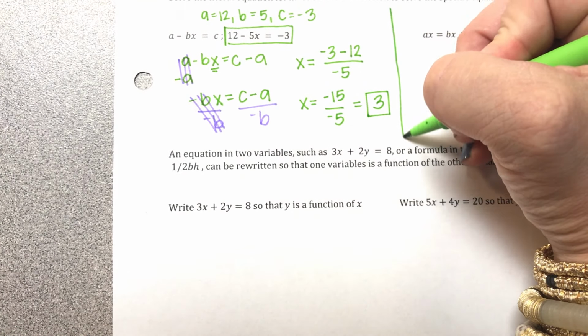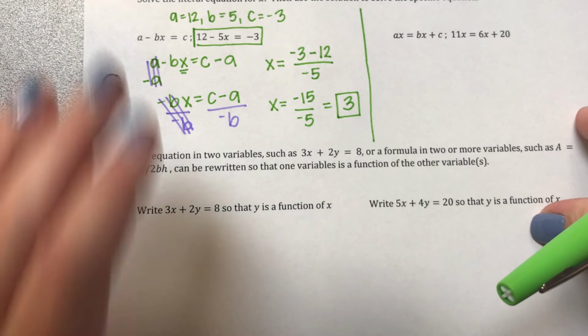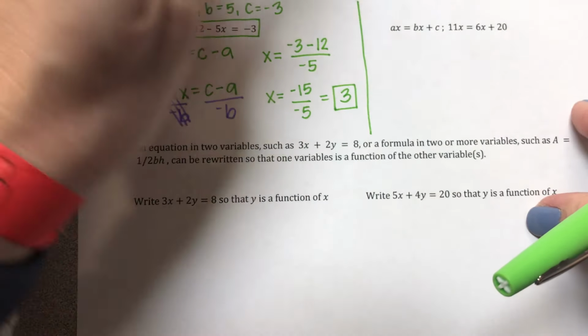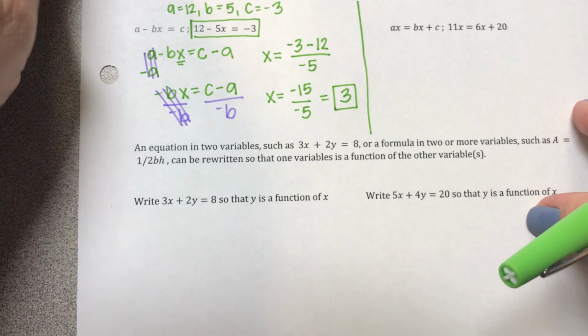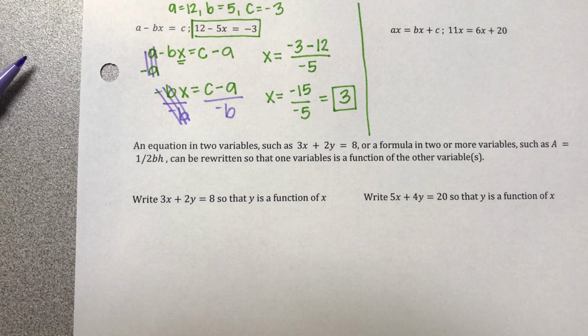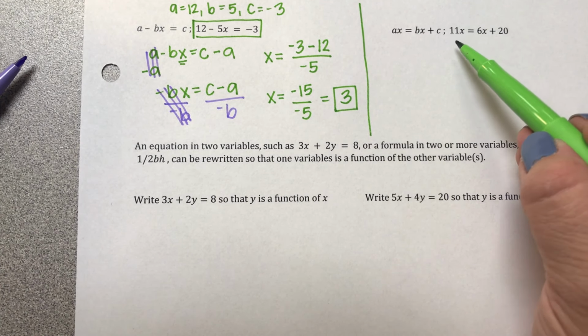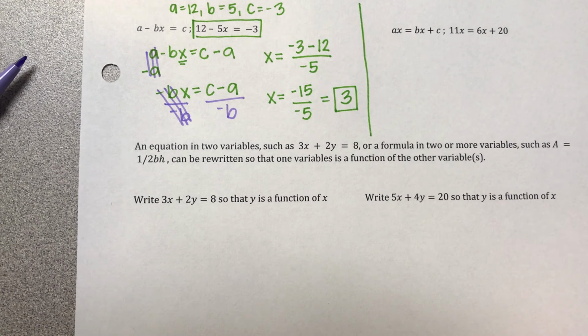Okay, let's look at my next one. If you wanted to try to pause it and try to figure this one out on your own and then come back, that'd be awesome. But we can also look at it together if that's easier for you. So let's look at this one. First I want you to look at this version of it, right? The 11x = 6x + 20.